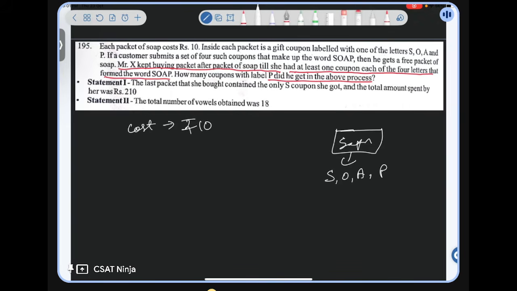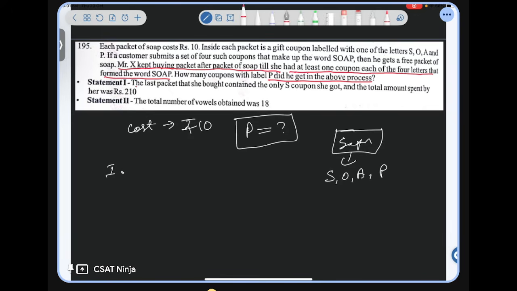So we are asked to find how many P coupons were there in Mr. X's collection. How many P did he get from the above process? That means how many P coupons were there in the hand of Mr. X. So let's start with statement number 1. What does it say?